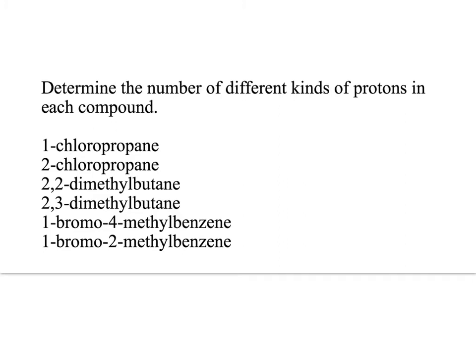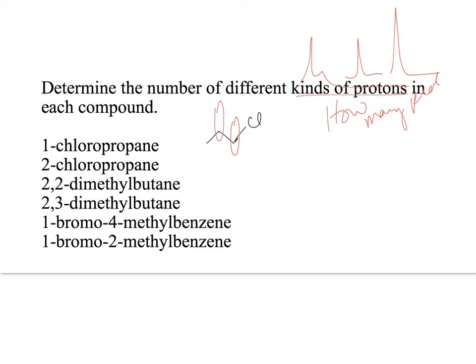Okay, so you need to draw the structure. 1-chloropropane. The different kinds of protons. For each proton that's in a different environment, it's going to have a chemical shift, a peak. So you're going to get shifts in the NMR. When you look at your structure, you have to find out how many. You're asking yourself, how many peaks should I see? Here you're going to have one peak there, one peak there, and one peak there. So you can call that A, B, and C.